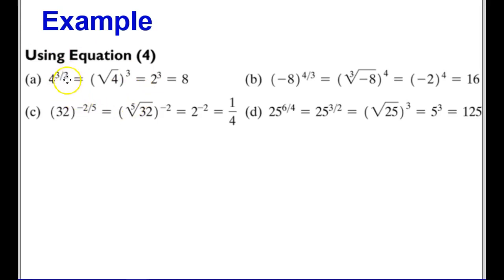Okay, so again, my denominator is 2, so I'm taking the square root, and then my numerator can go ahead and go outside here. So I'm going to end up with the square root of 4, which is 2, to the third, which gives me 8. So here again, my denominator is 3, so I'm taking the third root. This numerator becomes my new exponent out here. And you can follow along these as well. Generally, when we have negative signs, the negative is going to go with the numerator in the fraction.